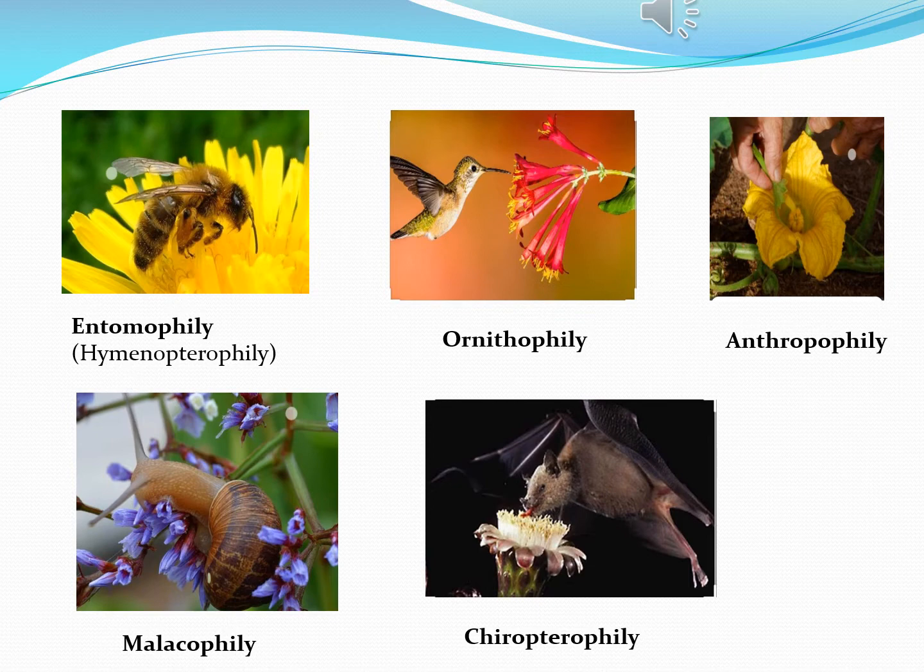In this slide we can observe a number of pictures, and we will discuss them one by one. Below the first picture we have mentioned entomophily. Entomophily means transfer of pollen grains by insects. In brackets we also mention one more word, hymenopterophily. Transfer of pollen grains especially by honeybees is called hymenopterophily.